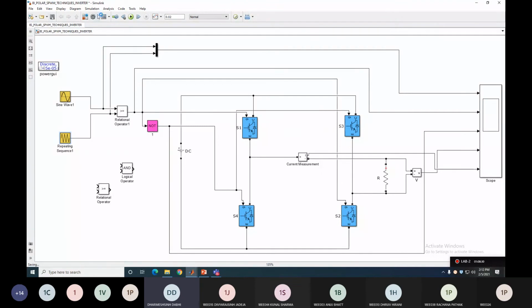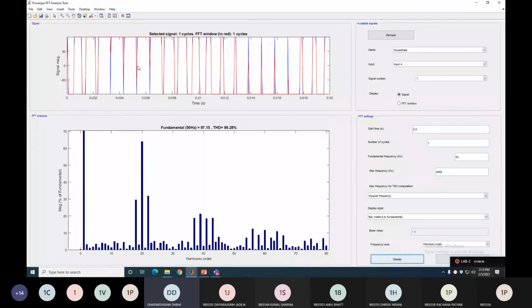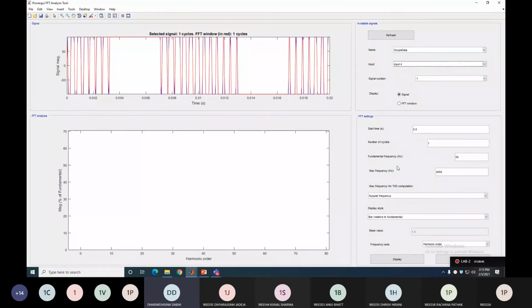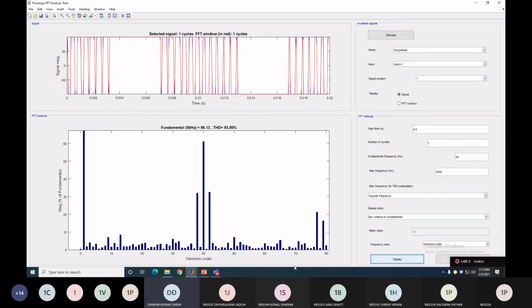Let's run it again and do the Fourier analysis. Refresh it again. Select the fourth one. This is your output. And see the 40th order harmonic, you get the maximum. Yes or no? Why? Because you set the carrier frequency to 2000 hertz. Your reference is 50, so the dominant harmonic is MF, which is 2000 divided by 50. It means the 40th order harmonic.